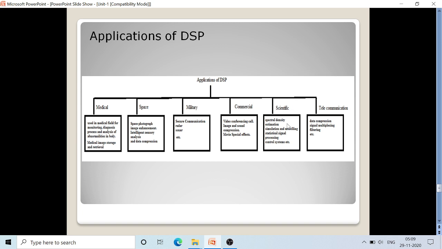Scientific use includes spectral density estimation, simulation and modeling, statistical signal processing, control systems, etc. Coming to telecommunication, data compression, signal multiplexing, filtering, etc., can be done in the field of telecommunication. So these are the applications of DSP. Many more applications of DSP exist; here only some of them are listed.